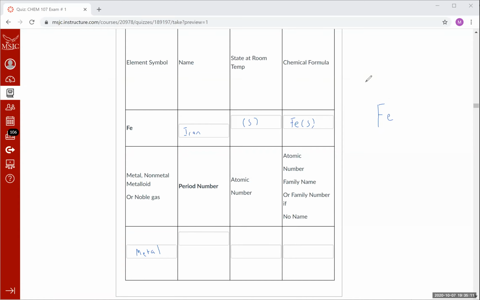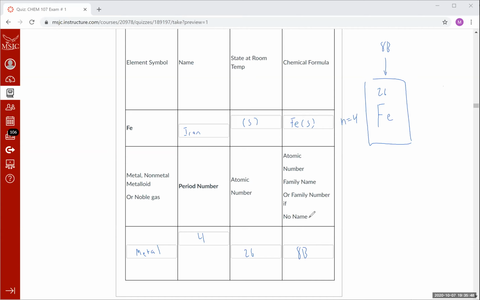Now, thinking about iron, what is iron's atomic number? 26. 26, exactly right. And what row is iron present in? Four. Four, yep. So we're in period four. Now, the group number for iron, if we look in the periodic table, is 8B. You just read that off from the column. Does that make sense?